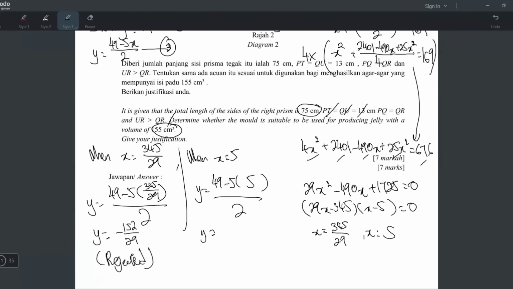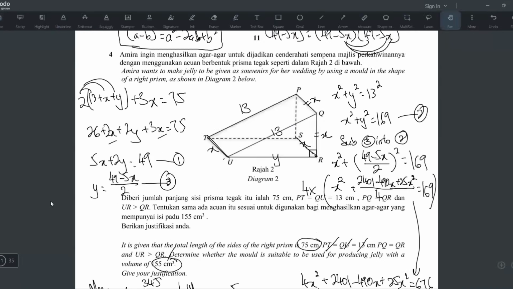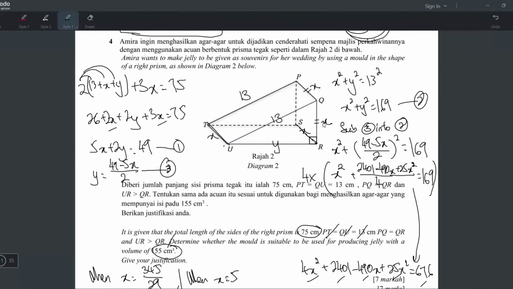And then what about here? You get 12, 12. Okay. Yeah, so this is the only answer that makes sense. x is 5, y is 12. So let's label this in the diagram. So this one is 5, this one is 12.